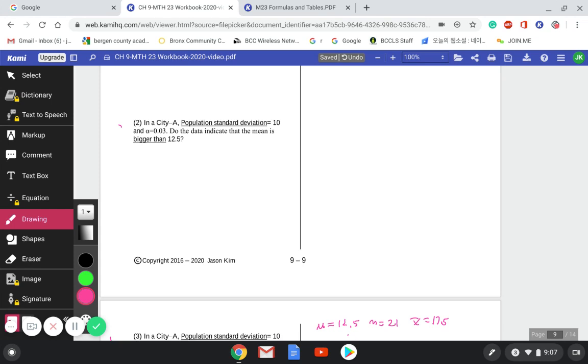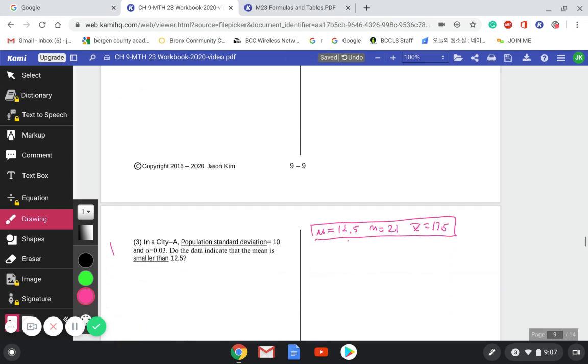Okay, I'm going to write that condition down first, and then start analyzing what the question is asking for. Here, the population standard deviation, which is sigma, is 10, and also here we set alpha as 0.03. Okay. So those are the two other conditions they gave you. And then they say, if we have this condition, do the data indicate the mean is smaller than 12.5 or not? So this last sentence is the possibility that you're updating or not.